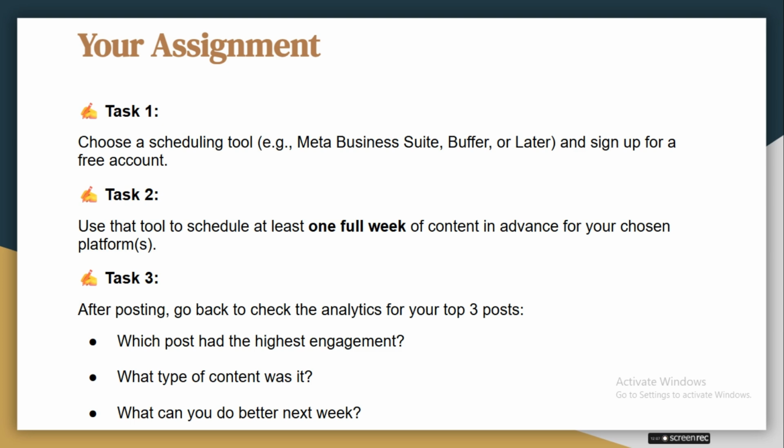Your assignment: take everything you've learned in this module and complete the following tasks. Task 1. Choose a scheduling tool, e.g., Meta Business Suite, Buffer, or Later, and sign up for a free account. Task 2. Use that tool to schedule at least one full week of content in advance for your chosen platforms. Task 3. After posting, go back to check the analytics for your top 3 posts. Which post had the highest engagement? What type of content was it? What can you do better next week?